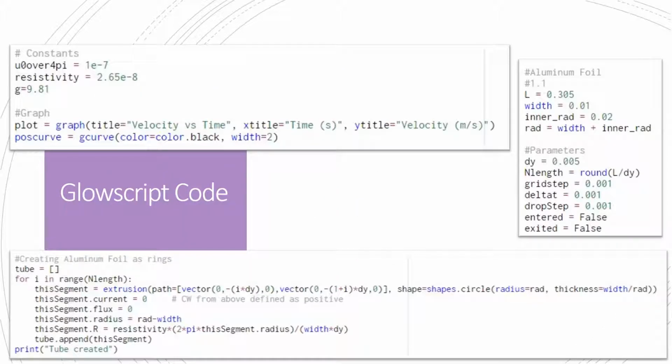In the top photo of the code, several constants were established. Then, on the right screenshot, the measurements of the aluminum foil tube were recorded and initial parameters were set to 0. The bottom screenshot is where the aluminum foil tube was created, and this code model represented the aluminum foil tube as a stack of rings.